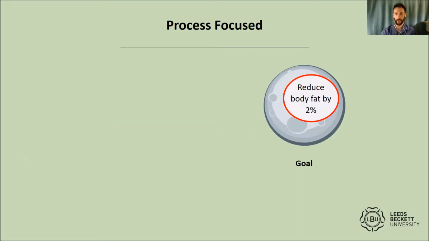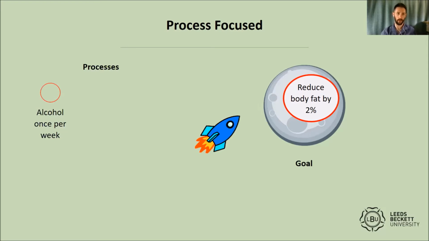So I'm going to create quite a specific goal. So let's say, for example, for me, it might be to reduce my body fat by 2%. So quite specific, quite measurable. Now, in order to achieve that, there could be a range of different behaviors or actions that I could take, really, and processes. Now, I could do that through my alcohol consumption. I could say that I'm only going to consume alcohol once per week, for example, which may limit my alcohol intake.